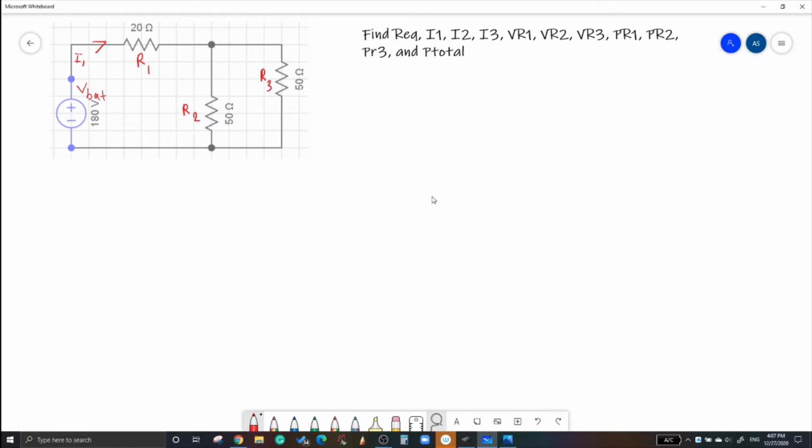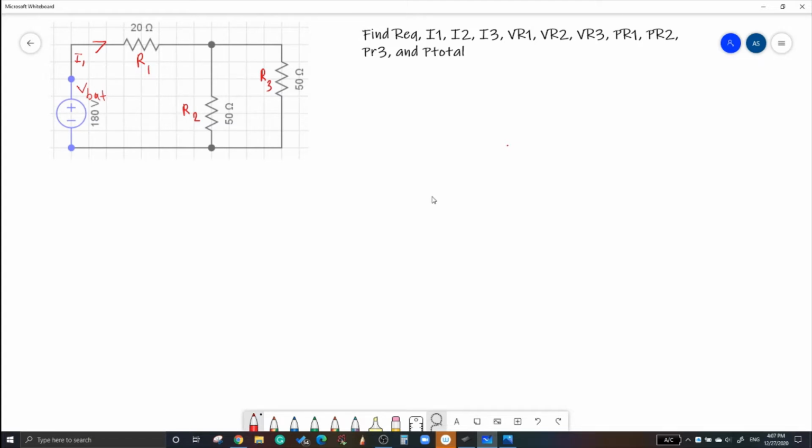Hi guys, today I'll be teaching you how to evaluate a circuit. So I have given you a problem here and it asks you to find the total R equivalent, I1, I2, I3, VR1, VR2, VR3, PR1, PR2, PR3 and P total. So go ahead and pause the video and try to solve the problem.